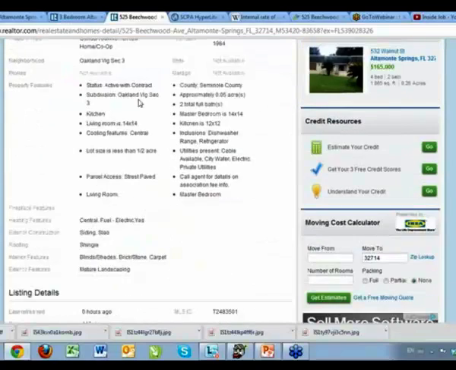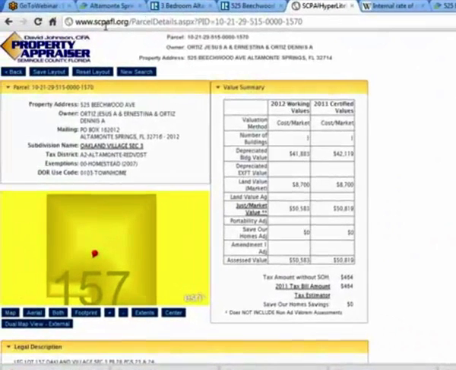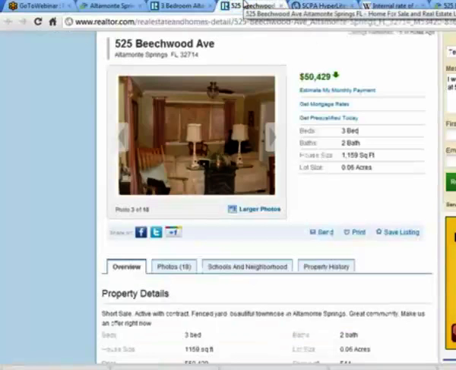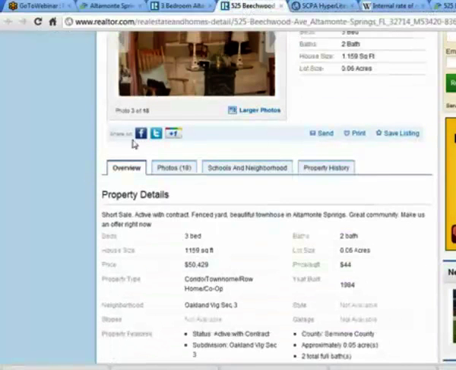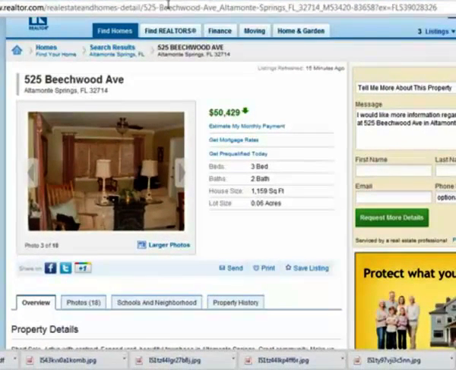I can also verify some of the information about this property just using another tool called scpafl.org. So we can just verify what the actual property taxes are and if they're up to date. So we can see the property taxes for this year are $464 and it's up to date. So once we've found this property, now we need to figure out, okay, well, we can buy something here for roughly $50,000. What kind of rental can we get for it?